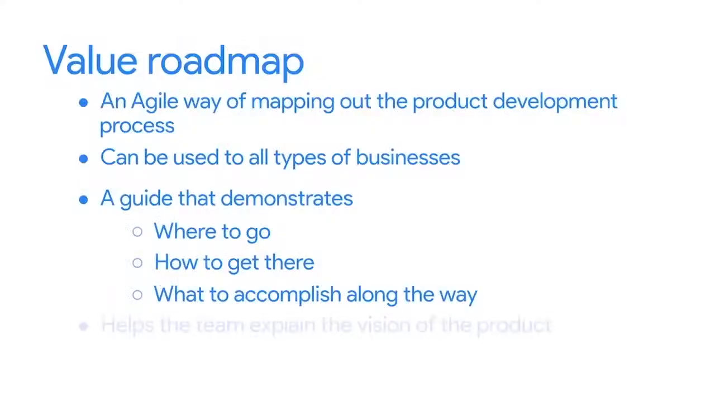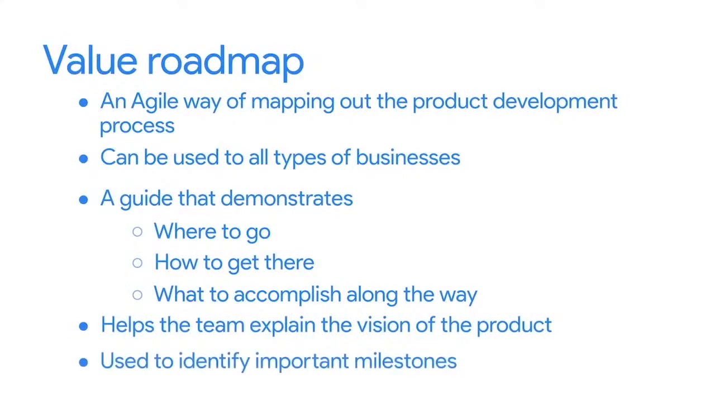As the team follows their roadmap, they gather input from customers and stakeholders and apply their findings to each iteration of the product. Creating a roadmap helps the team explain the vision of the product and can also be used to identify important milestones. A typical value roadmap has 3 components: a product vision, a product roadmap, and release plans.